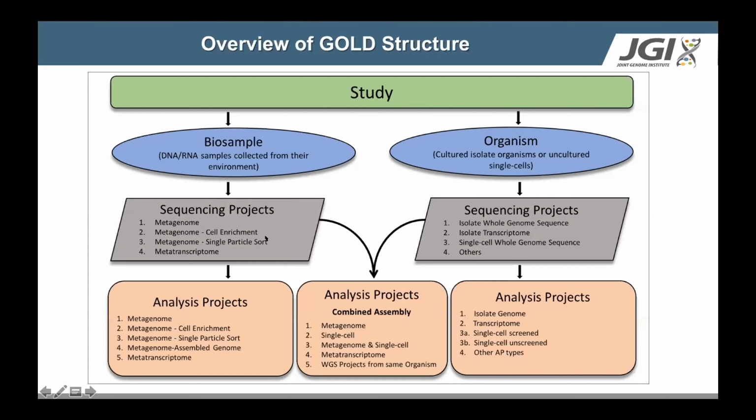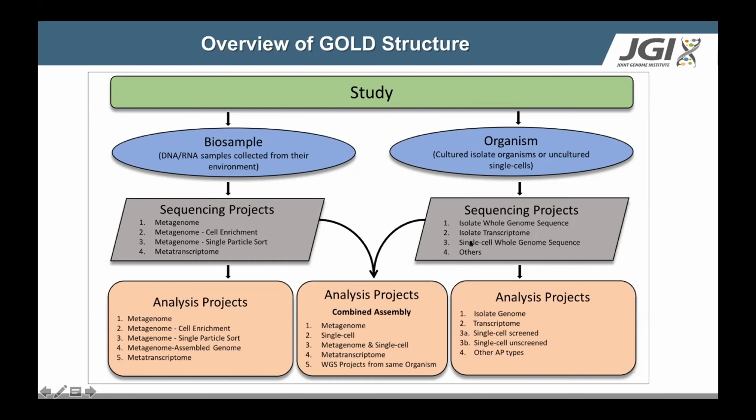In another example, say you sequenced a single cell genome project, and you also happen to have a metagenome from the same environment, and you thought that, okay, by using the sequence from the metagenome, you can get a better assembly of the single cell genome. So in that case, you may combine the sequence data from the metagenome and the single cell, and you can get a better assembly.